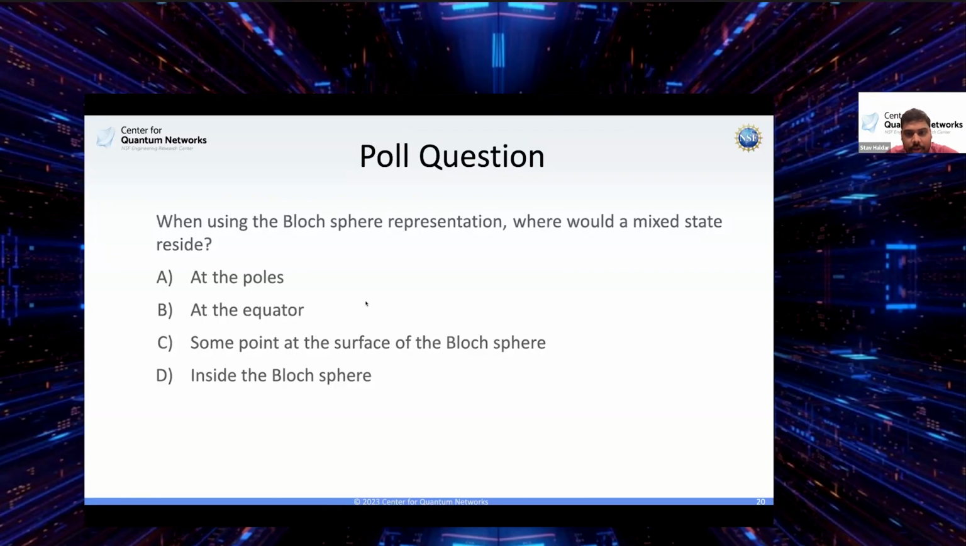All right, let's see. Okay, so the majority said inside the Bloch sphere. That's the right answer. Some people said at the equator, some said at the surface. At the surface of the Bloch sphere there would be states, but those are pure states, right? That's what you have on the surface, and at the equator you would also have pure states, for example, the plus and minus states. The correct answer is inside the Bloch sphere for mixed states.